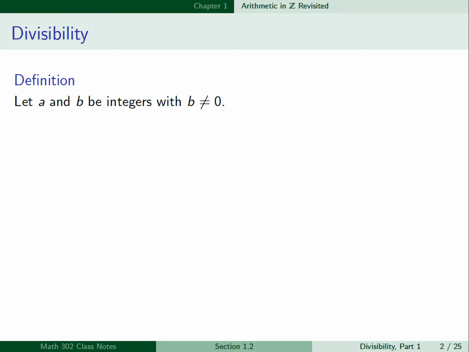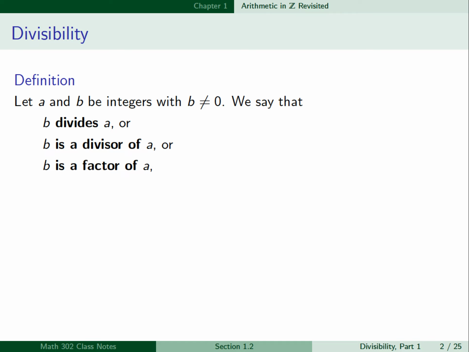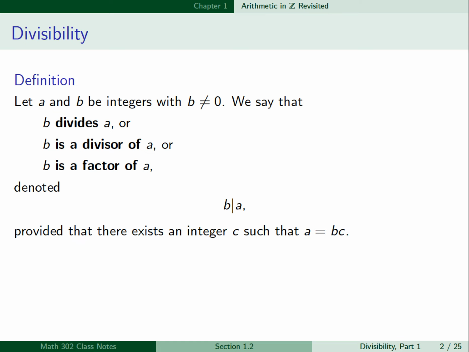Let a and b be integers with b not equal to 0. We say that b divides a, or b is a divisor of a, or b is a factor of a, which is denoted with the notation b | a, provided that there exists an integer c such that a is equal to b times c.